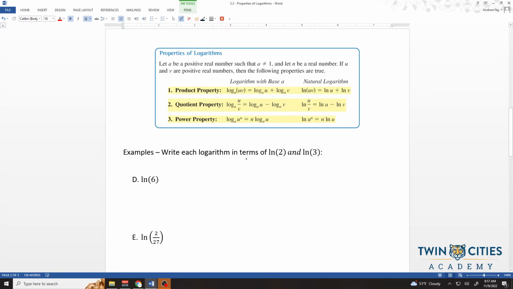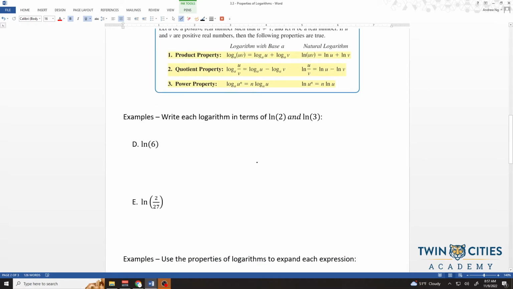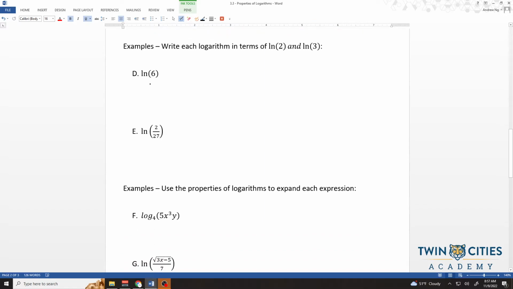So what we're going to do is use these properties and expand some logarithms. Say I've got the natural log of 6 here, and I want to write each logarithm in terms of natural logs of 2 and natural logs of 3. Well, I know that 6 is the same as 2 times 3. So this here is the natural log of 2 times 3. Well, based on the properties that we just talked about, I can split this up into 2 separate logarithms and say this is the same as the natural log of 2 plus the natural log of 3.